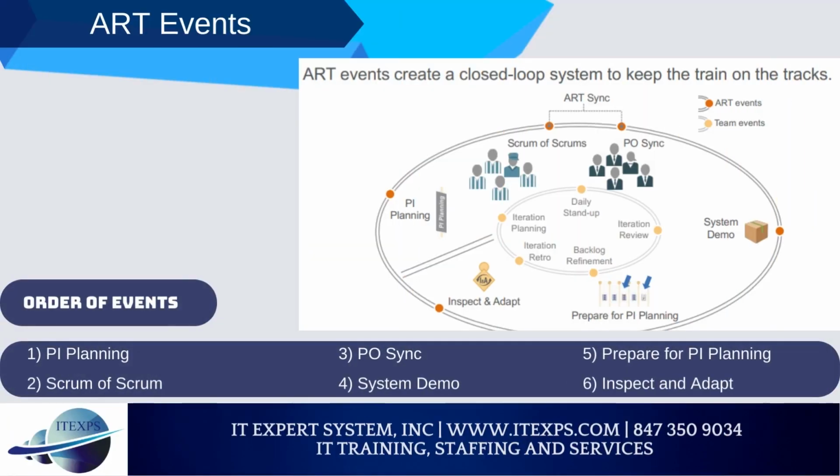ART events. Order of events: PI planning, Scrum of Scrums, PO sync, System demo, Prepare for PI planning, Inspect and adapt.